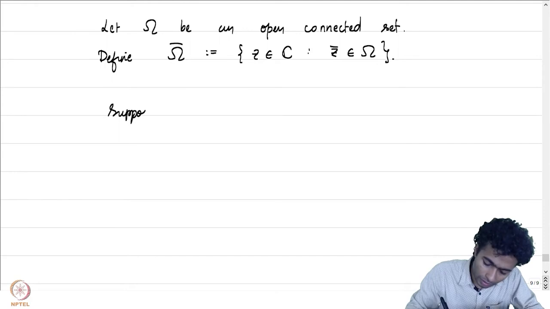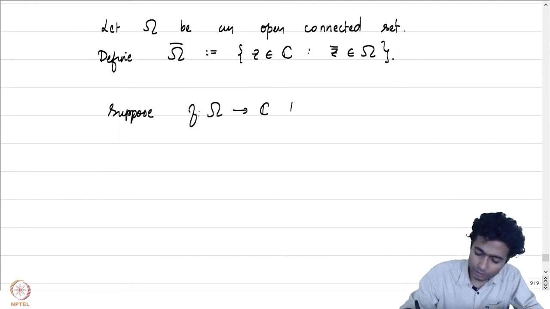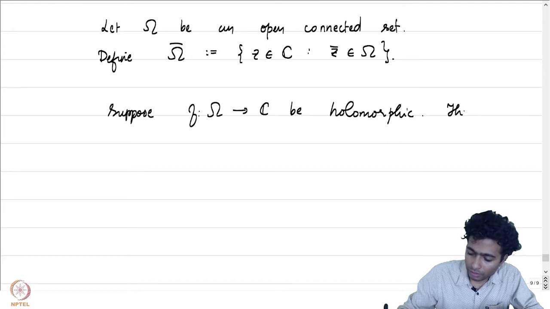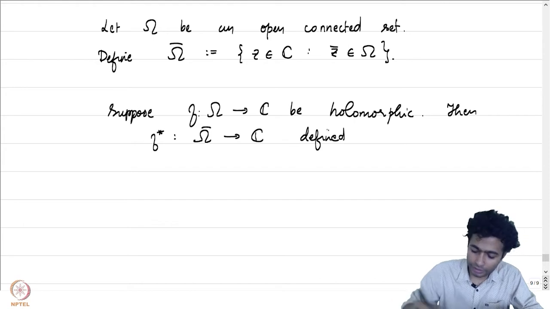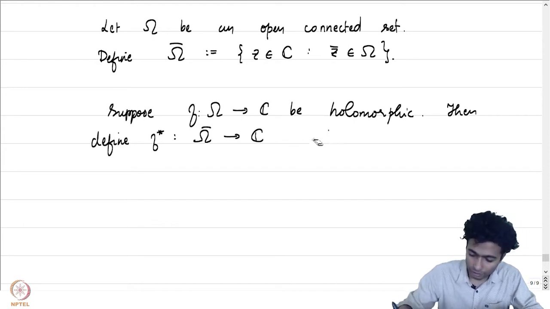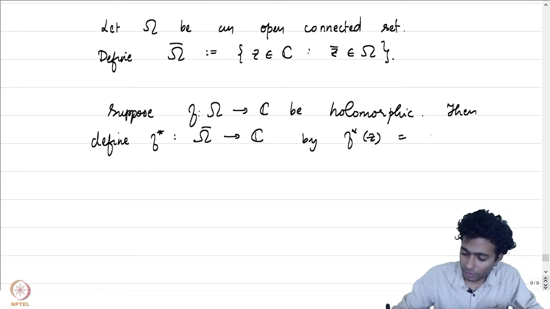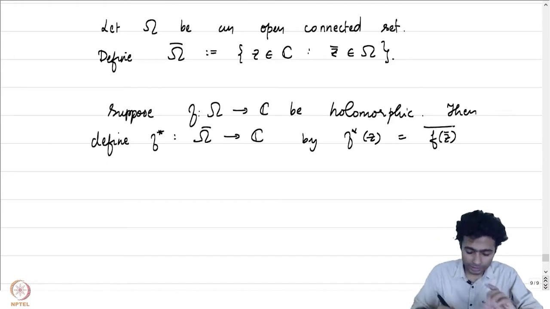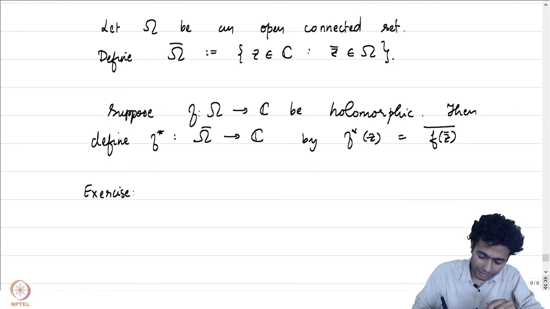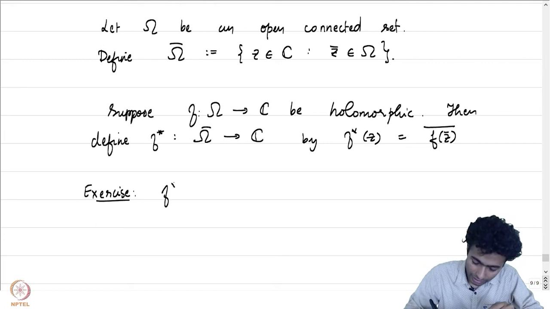So, suppose f from omega into C is holomorphic. Then let us first define f star from omega bar into C by f star of z equal to the conjugate of f of the conjugate of z, that is, f of z bar the whole bar. A good exercise for you to sit down and check that f star is holomorphic because f is. f star is holomorphic on omega bar.